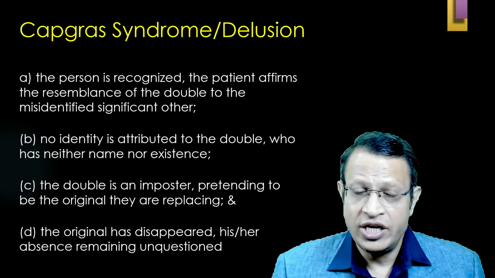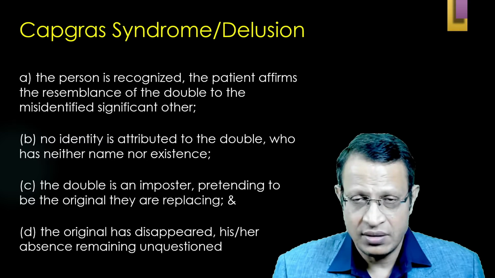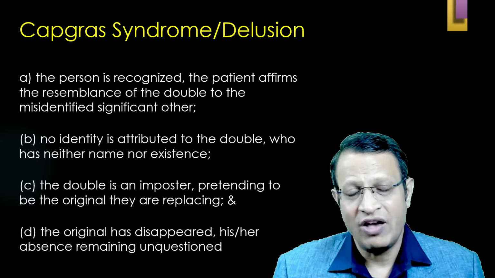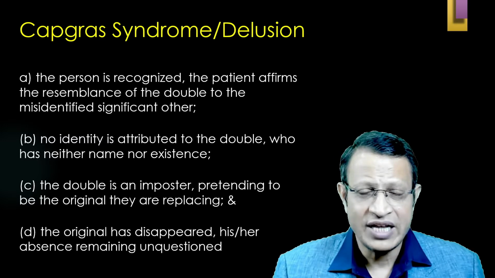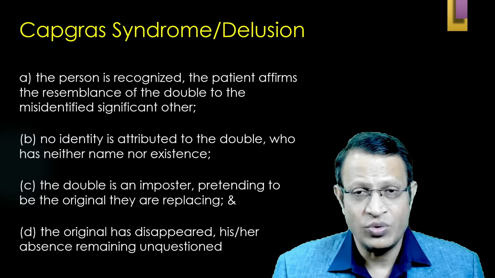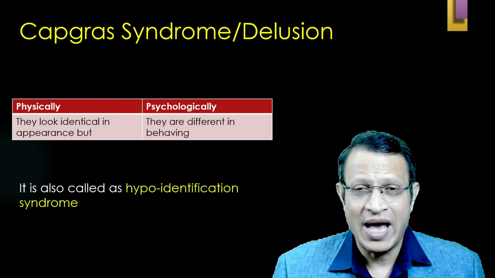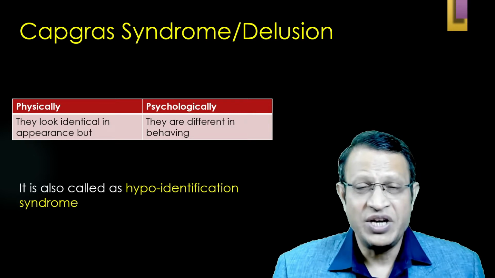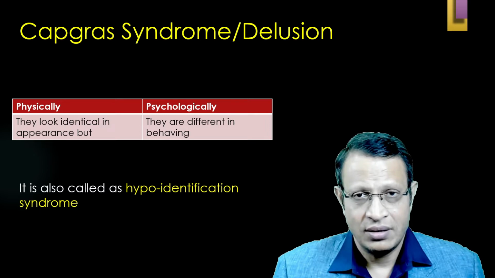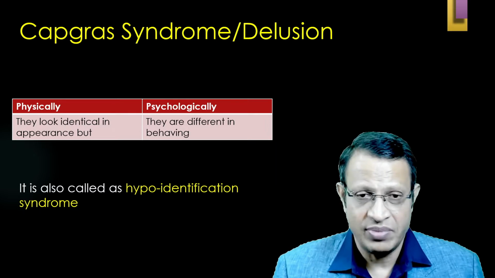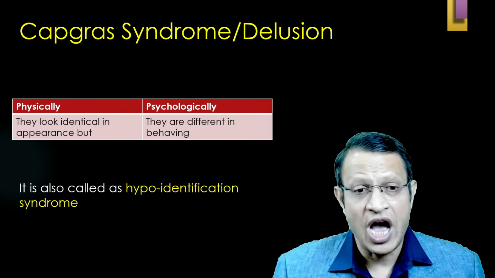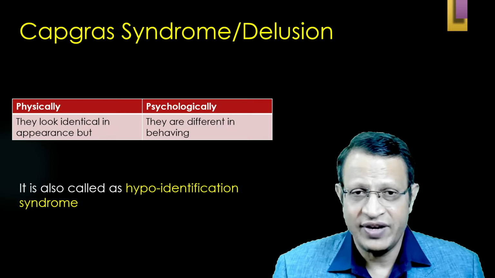Further, he does not know where the original has disappeared, and he is unable to say where they have been kept. That means there is complete silence about the original person who is missing in action. So in Capgras syndrome, my dear friends, the patient clearly says that they look identical to the familiar person, that is, family members, but they are different in behaving. Hence, it is also called hypo-identification syndrome, my dear friends.